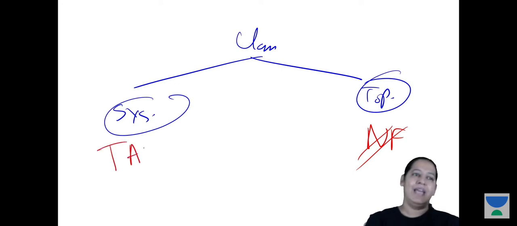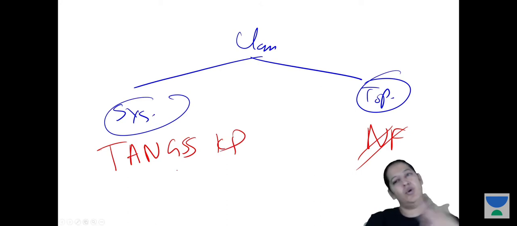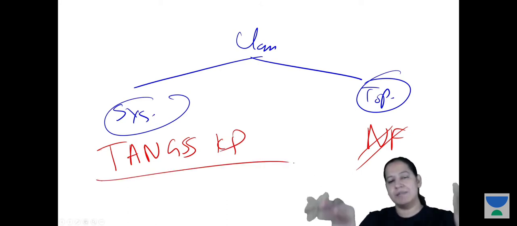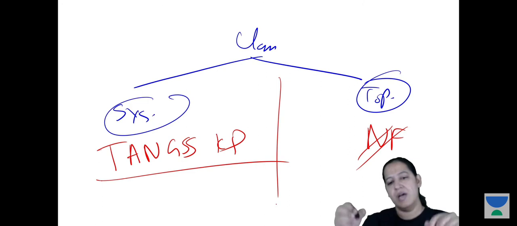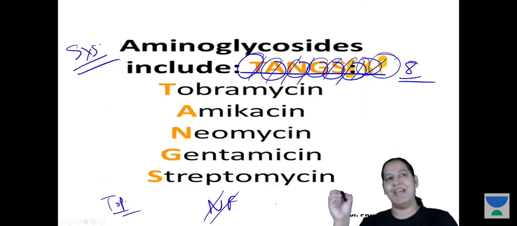TANGS, KP. So you know the full form. I'm not saying it again. Give me a thumbs up. Many questions are on classification. Everyone give me a thumbs up. Should I proceed? Classification is over.